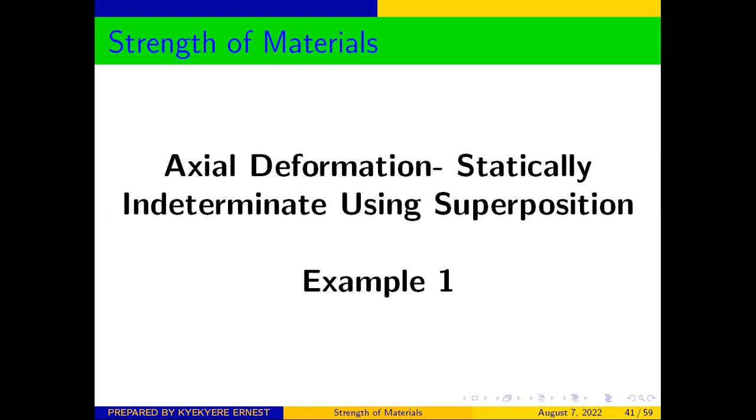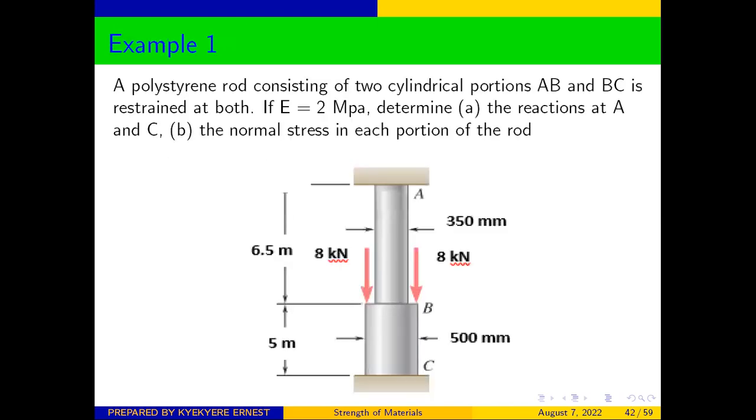Let us look at our question for today and how to analyze. A polystyrene rod consisting of two cylindrical portions, AB and BC, is restrained at both ends. If E is equal to 2 MPa, determine the reactions at A and C, and the normal stress in each portion of the rod. And we have this diagram. Let us look at how to go about this kind of problem.